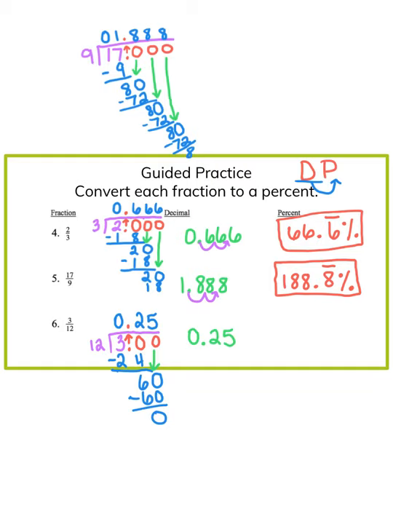Now I need to convert my decimal to a percent. So I need to move my decimal to the right 2 times. 1, 2. So my percentage is 25%.